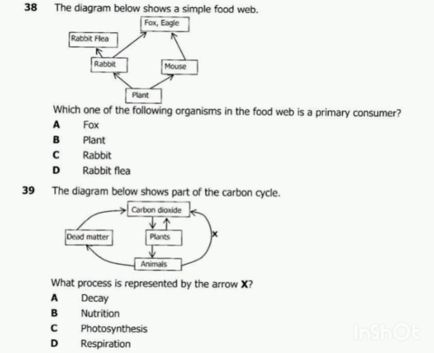A primary consumer is an organism which feeds directly from the producer. So in this case, we need first to identify the producer. The producer in this food web is the plant. A plant, that's the producer.